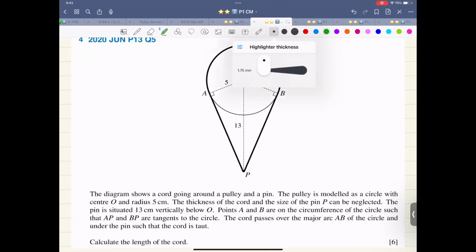Let me highlight it. There is this radius 5 and 5. Then there is this thing that is 13 centimeters. And then we have this thing. This will come out to be 12 because this is an application of Pythagoras, the famous triangle 5, 12, 13. The points A and B are on the circumference such that AP and BP are tangent. The 90-degree angles are there. The cord passes over the major arc of the circle and under the pin such that the cord is taut. Calculate the length of the cord.